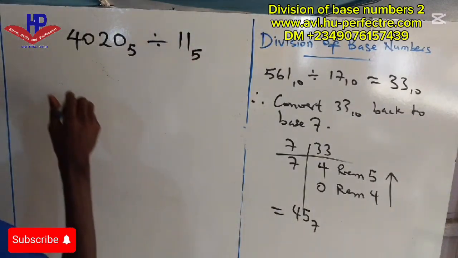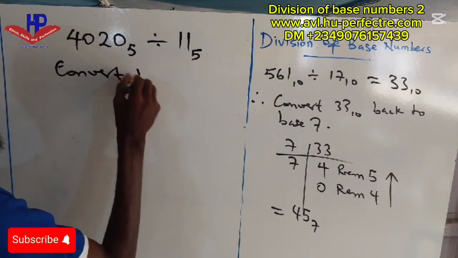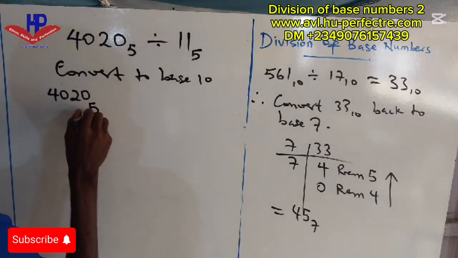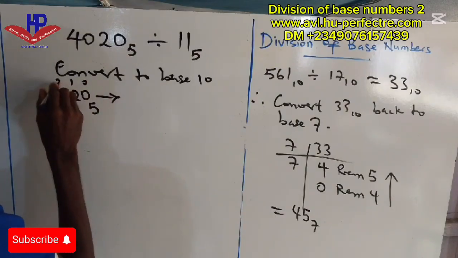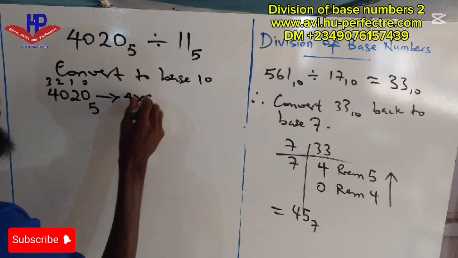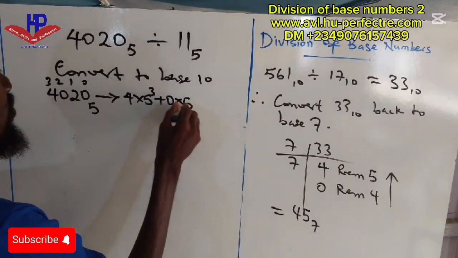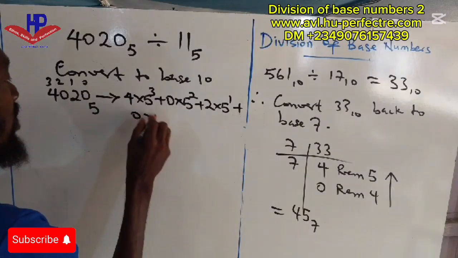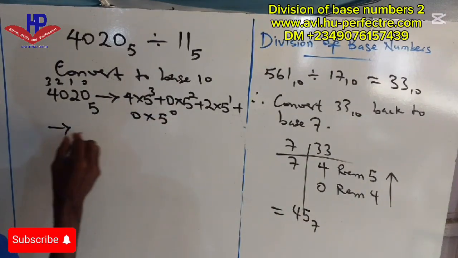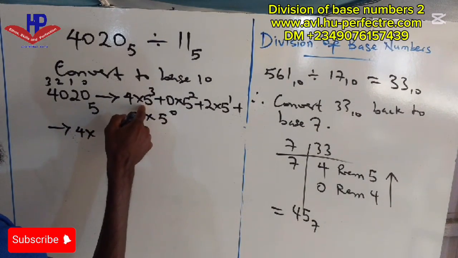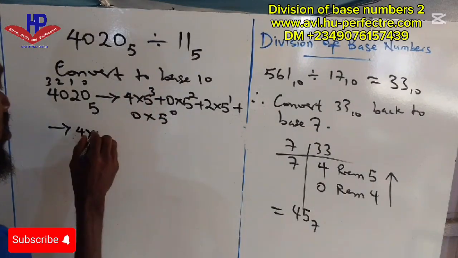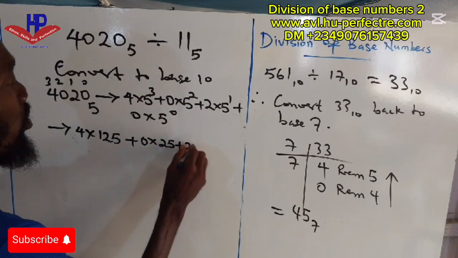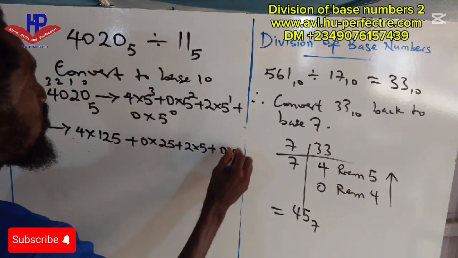So convert to base 10. That will be 4020 base 5 to base 10. That will be 4 times 5 raised to power 3 plus 0 times 5 raised to power 2 plus 2 times 5 raised to power 1 plus 0 times 5 raised to power 0. This will be 4 times 5 raised to power 3, which is 5 times 5 times 5, which is 125, plus 0 times 25 plus 2 times 5 plus 0 times 1.